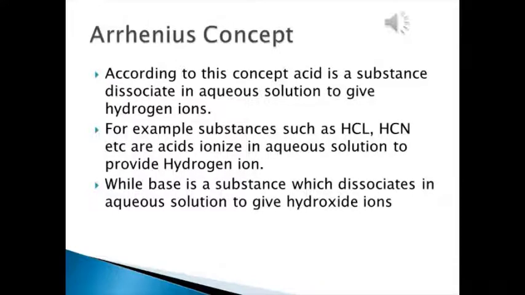Arrhenius concepts of acids and bases. According to the Arrhenius concept, an acid is a substance which dissociates in aqueous solution to give hydrogen ion. You can take a reference from your book, page number 21, where they have shown you the general ionization of acids. Dear students, ionization is a process in which a substance is broken down into ions. When the acids break down into ions, they produce a positive hydrogen ion and a negative ion.